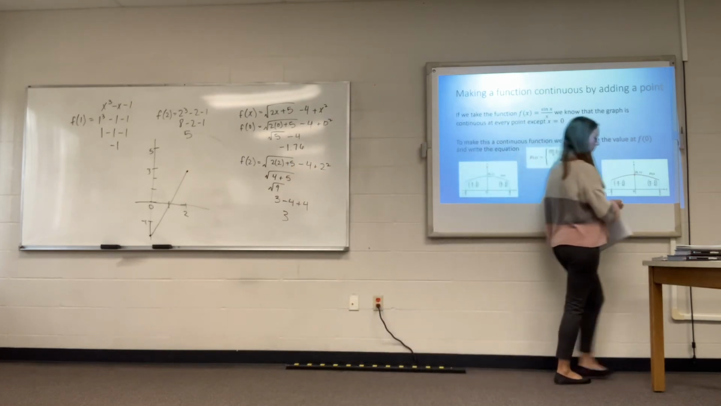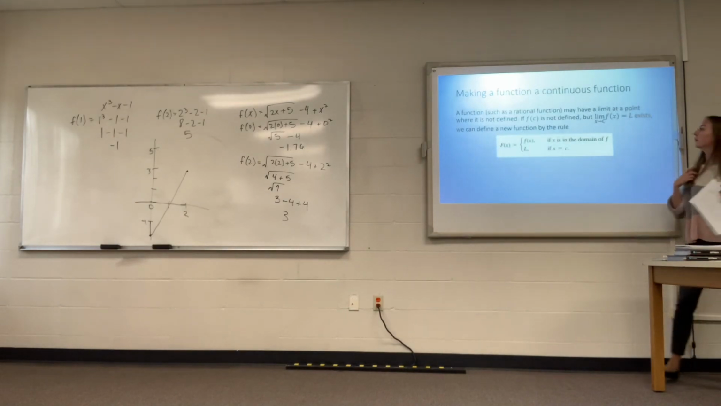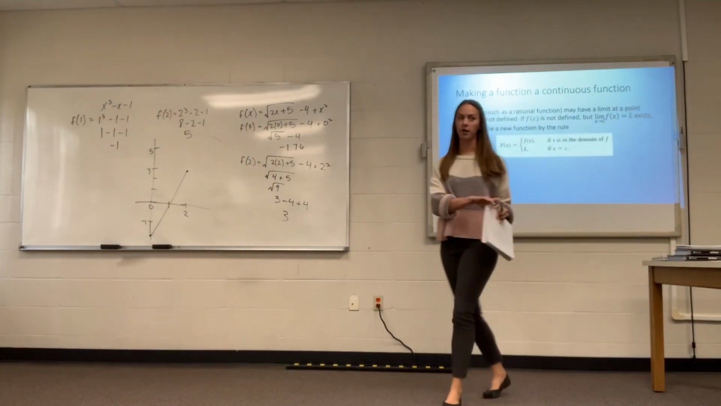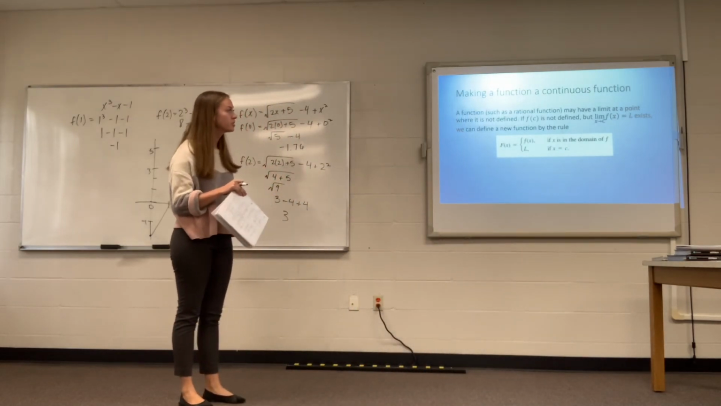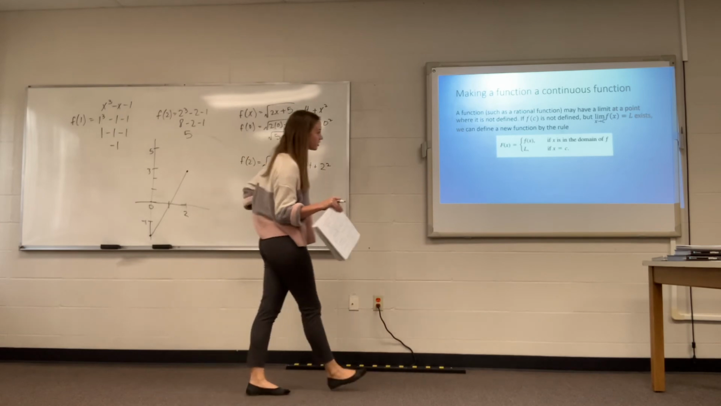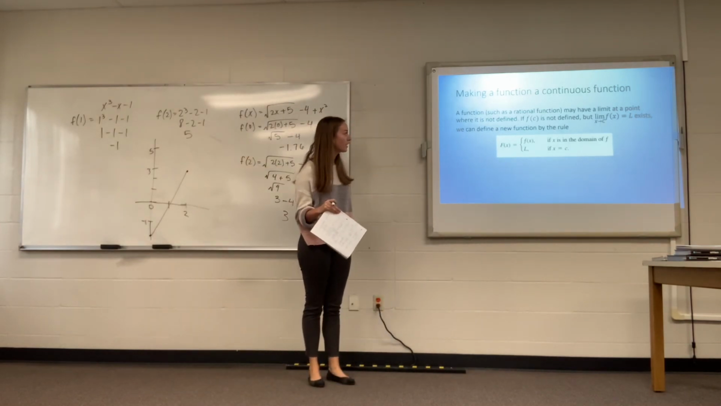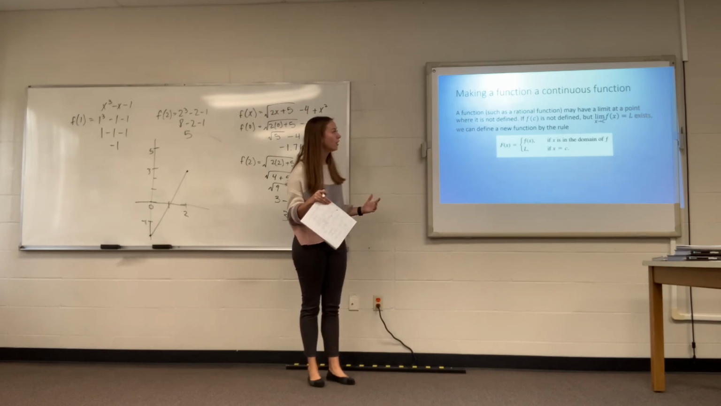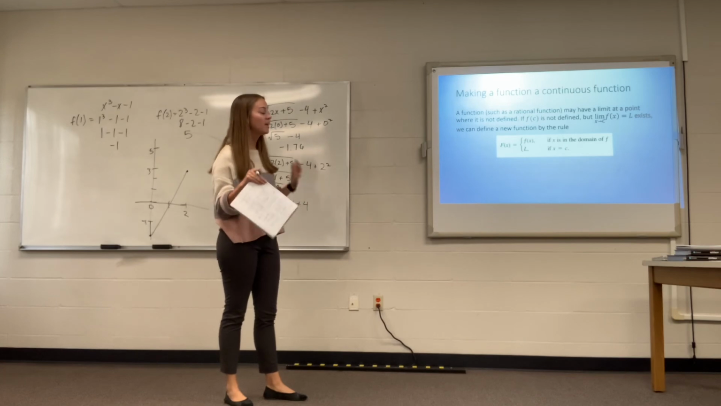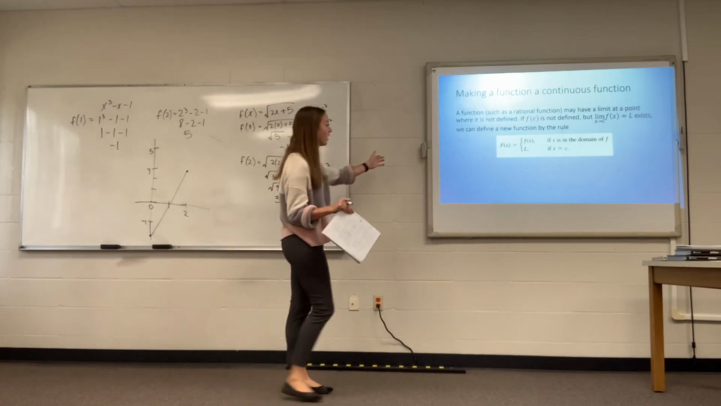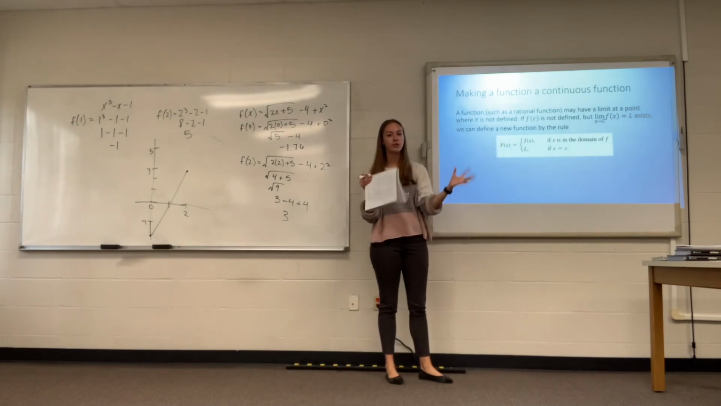So to do an example, actually, before we do the example, I got one more thing. It says, so just making our function continuous, just like what I was talking about. A function, such as a rational function, may have a limit at a point where it's not defined. So if our f of c is not defined, but our limit exists, we can write the function just like this, okay? So this is just gonna be the general way you would write it.